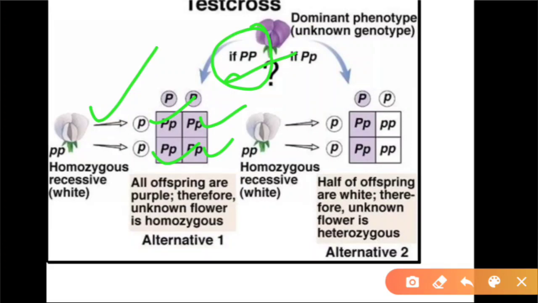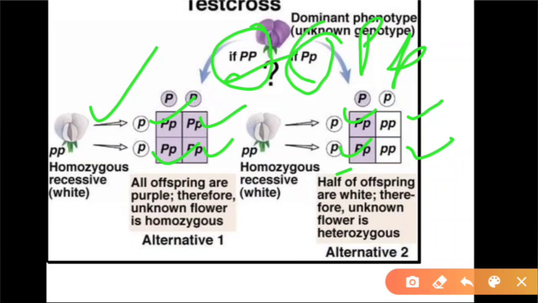If the flower has the genotype capital P and small p, that is hybrid purple, then the result is like this. You can see 50% are white flowers and 50% are purple flowers. That means the unknown flower is a hybrid flower, and the other flower is pure for the dominant color.